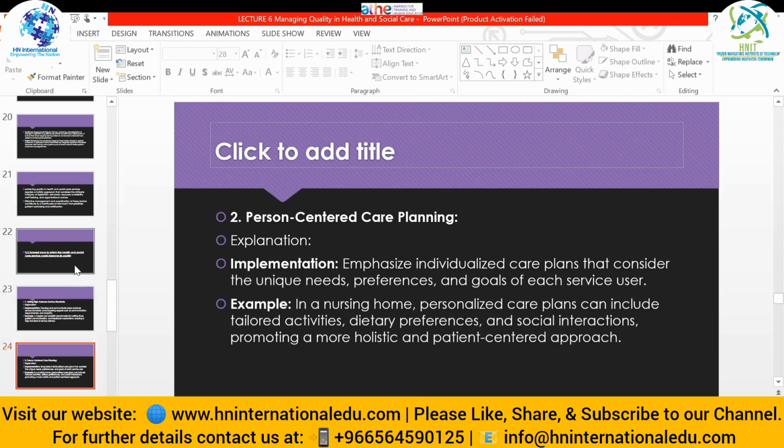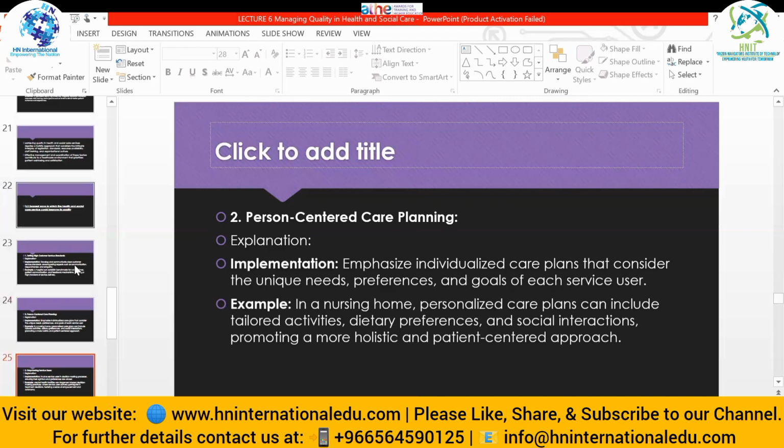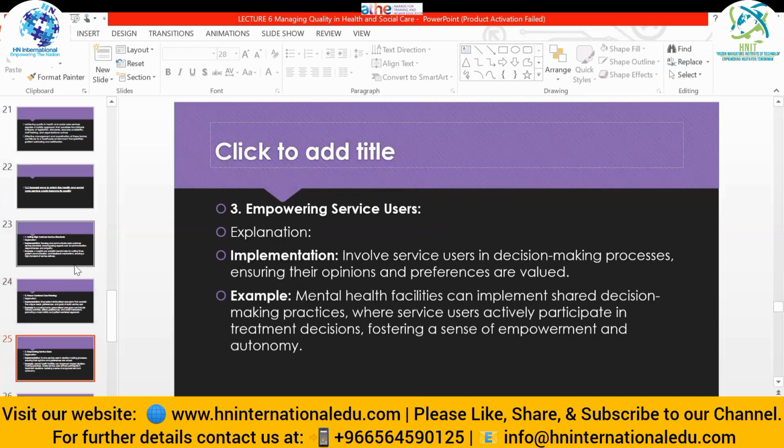Person-centered care plan. Emphasize individualized care plans that consider the unique needs, preferences, and goals of each service user. For example, the doctors share general diet plans or the nutritionist does. But if we purchase a diet plan from a specific dietitian, they do certain tests, they ask a few questions, and they do analysis according to it, and they make our diet plans. For example, in a nursing home, personalized care plans can include tailored activities, dietary preferences, and social interactions, promoting a more holistic and patient-centered approach. Then we have empowering service users.